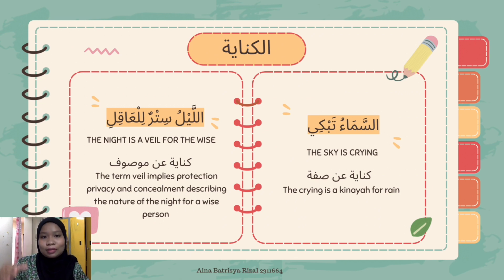Next is kinaya al-mawsuf. Kinaya al-mawsuf is when we indirectly refer to a quality or characteristic of something without clearly stating it as well. For example, al-laylu sitrun lil-akili. The night is a veil for the wise. The term veil implies protection, privacy, and concealment, describing the nature of the night for a wise person. So for a wise person, the night is clear. The night is like protection for them. And it is not explicitly mentioned, but we can understand through the context.